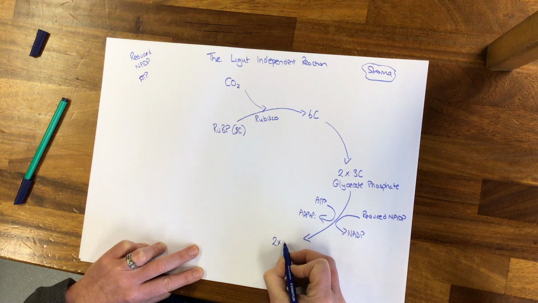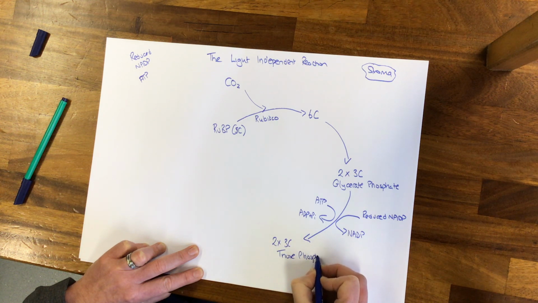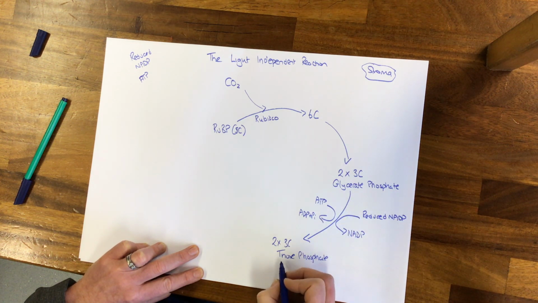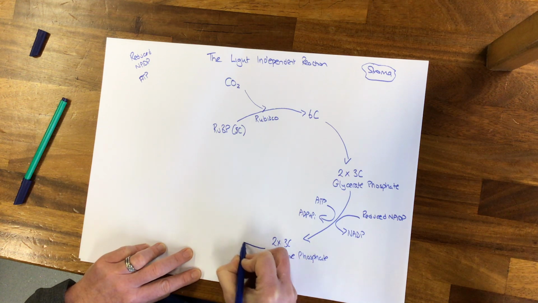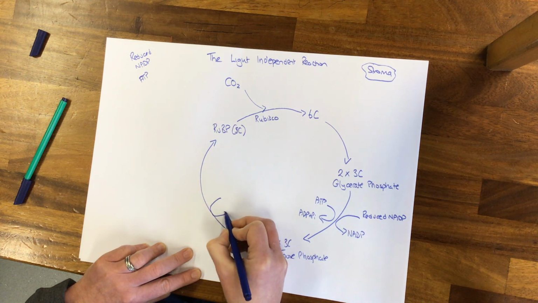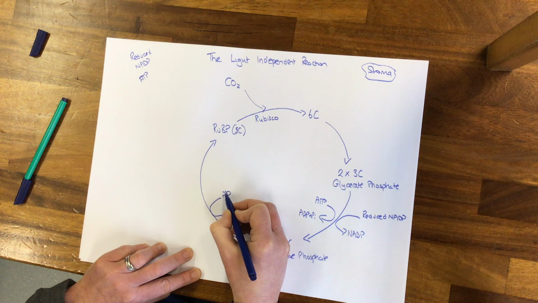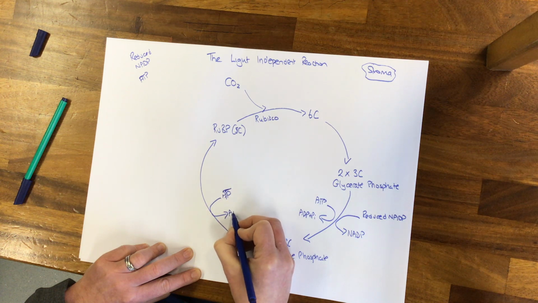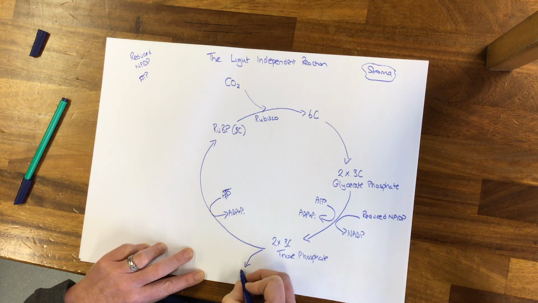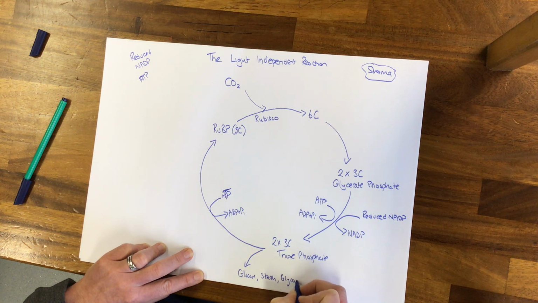So we produce 2 more 3-carbon compounds called, this time, triose phosphate. So our glycerate phosphate is reduced to triose phosphate. The triose phosphate then, some of it is used combined back to make RuBP, and that relies on ATP again for that process to occur. And some of it produces glucose, starch, glycogen, etc. that are needed by the plants. So that is where your product is coming in.